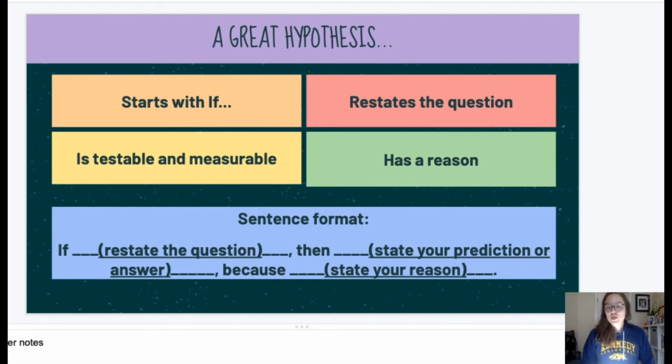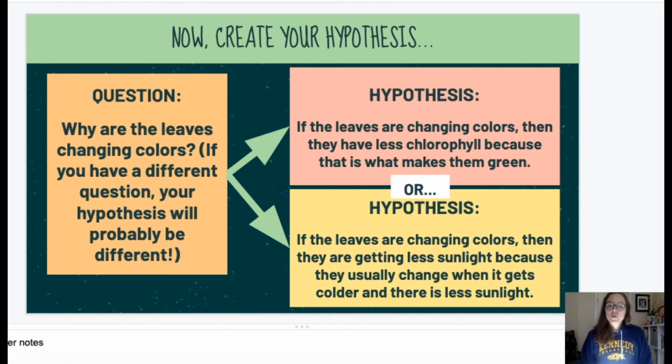So your format should be if, restate the question. So if the leaves are changing colors, or whatever your question was, then, and I'm going to make a prediction about why that's happening, because that was what my question was asking. And I'm going to say because and tell why I think that. So if my question was, why are the leaves changing colors? Yours might have been different. Your hypotheses will then be different. I could have many different hypotheses depending on why I think that.